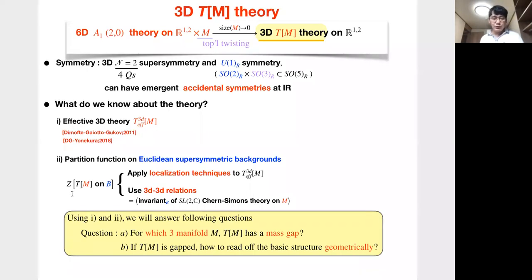Using these two known facts, 1 and 2, we will answer the main question: for which 3-manifolds does the resulting 3D theory have a mass gap, and if this theory has a gap, how do we read off the vacuum structure geometrically? This is the main question, and we will use these known facts to determine the answer.